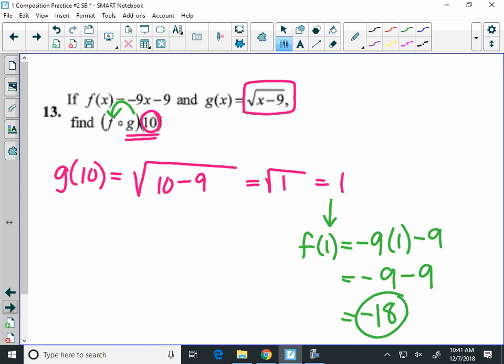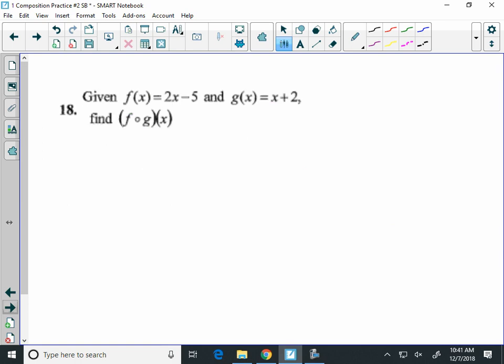Go ahead and switch to the back really quick. We have a couple more here on the video. Number 18, we're going to skip to the middle of the page. We're given f and g here, 2x minus 5 and x plus 2. Notice that my input is an x this time, so my answer should have an x.